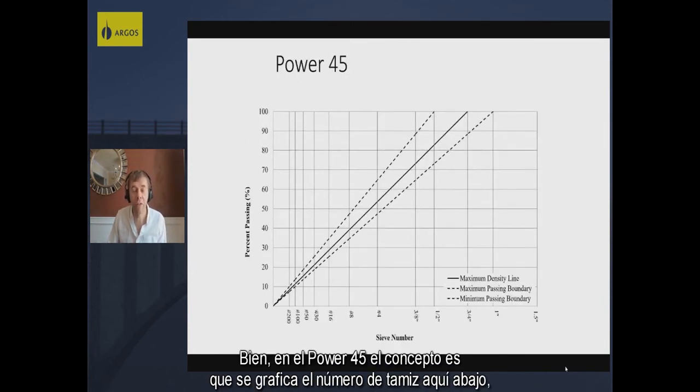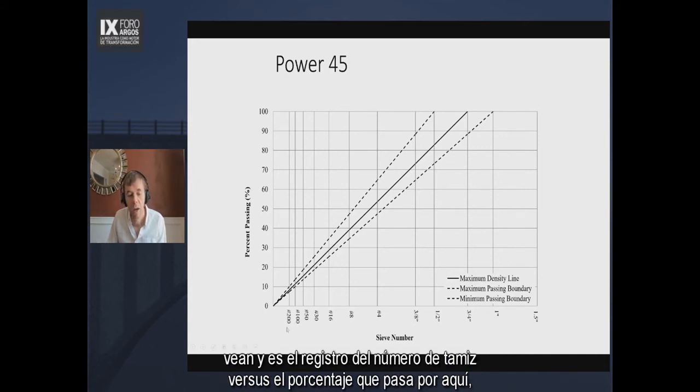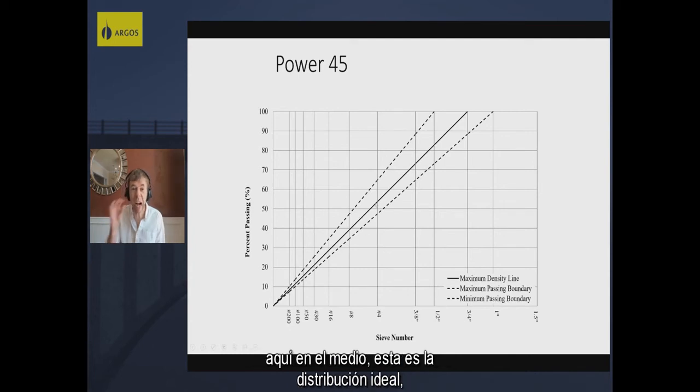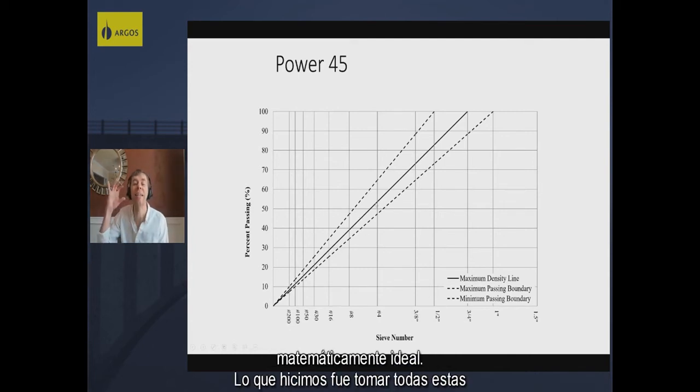Now, the Power 45, the concept here is that I plot the log of the sieve number versus the percent passing up here. And ideally, you want it to follow this perfect black line right here in the middle. This is the ideal, the mathematically ideal distribution.